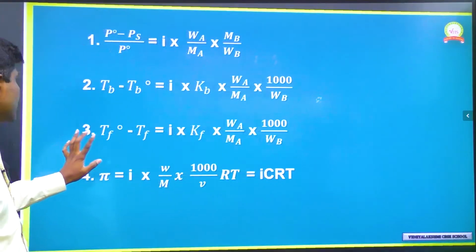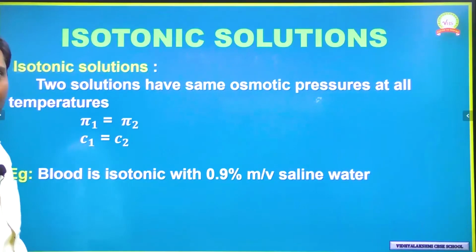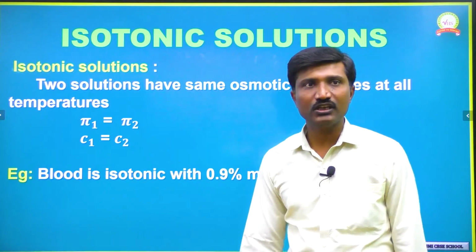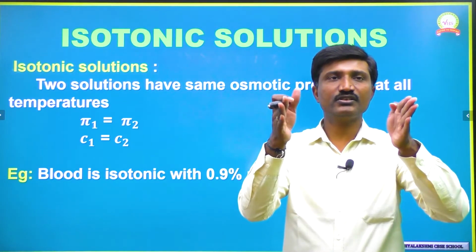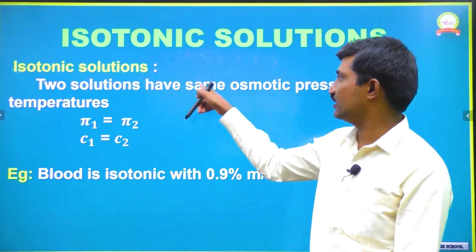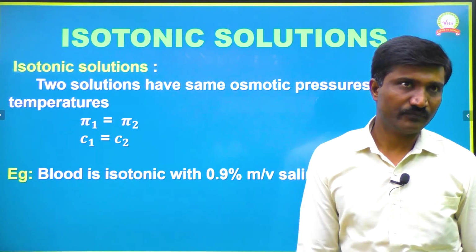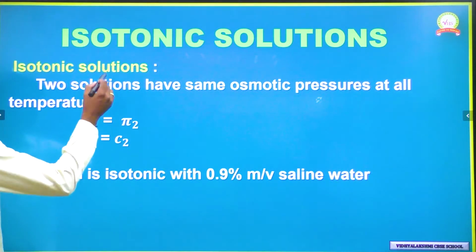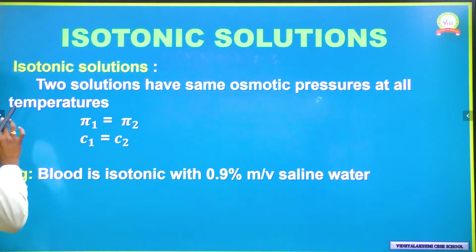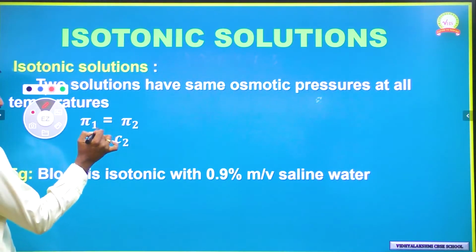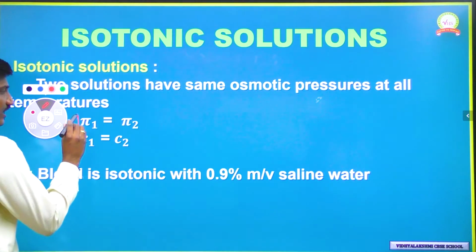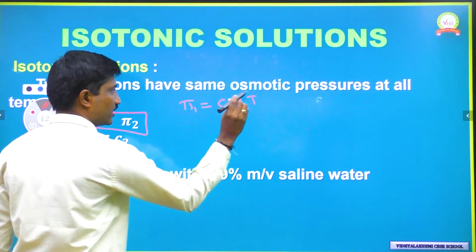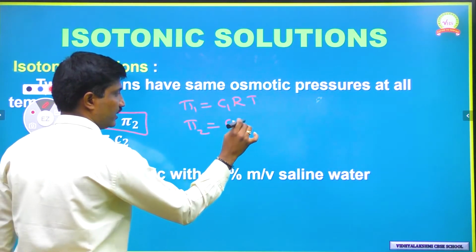Right. Now let us see what are isotonic solution, hypotonic solution and hypertonic solution. If I am taking two solutions, and those two solutions show the same osmotic pressure, then we call those isotonic solutions. To say two solutions are isotonic, the osmotic pressure of one solution should equal the osmotic pressure of another solution, meaning pi 1 is equal to pi 2. Since we can write pi 1 equal to C1 into RT and pi 2 equal to C2 into RT.